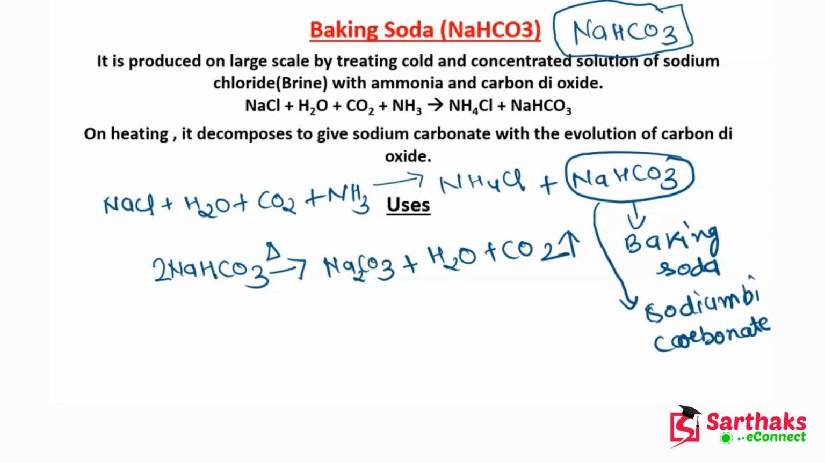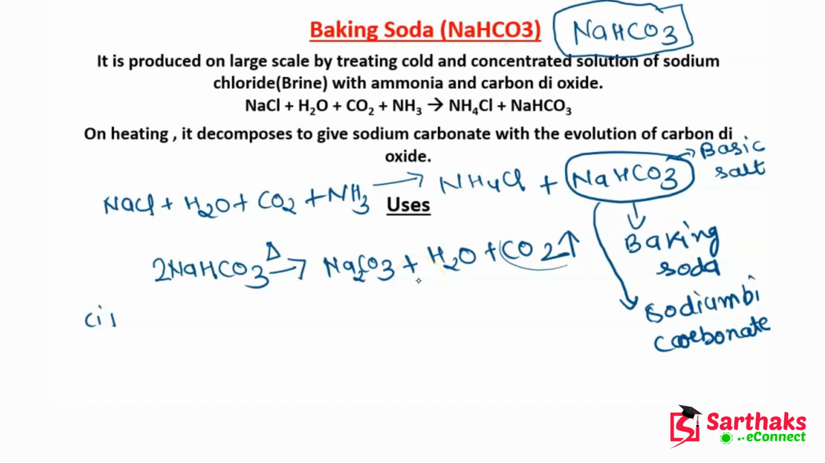Okay, now guys, let's talk about the uses. So the first use of this, it is used as an antacid to treat acidity of the stomach. So basically guys, this NaHCO3 is a basic salt. This is basic in nature. If you are stuck in your home alone and you are suffering from acidity, then what you can simply do? You can simply consume this baking soda because this is basic in nature.